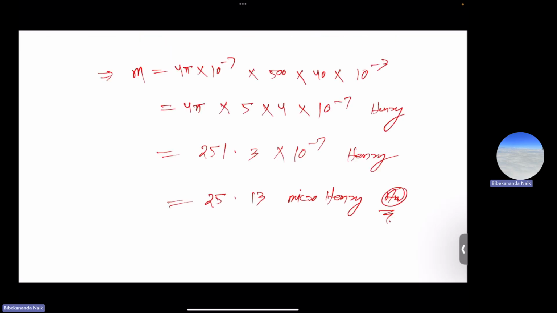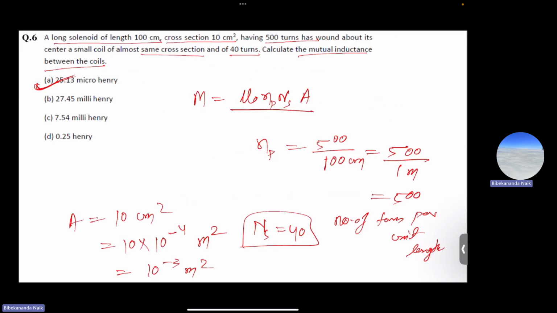So this was the formula: mu 0 n NS into A, where n was the number of turns per unit length, NS the total number of turns in the secondary coil. That's why it is noted as small n and this is capital NS, and A is the area of cross section. So if you put in all the values, you can get the answer.